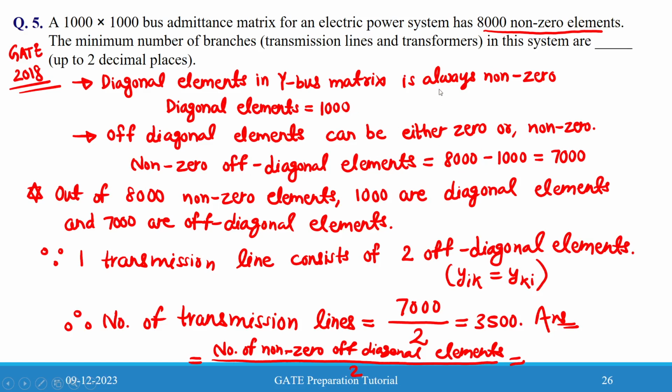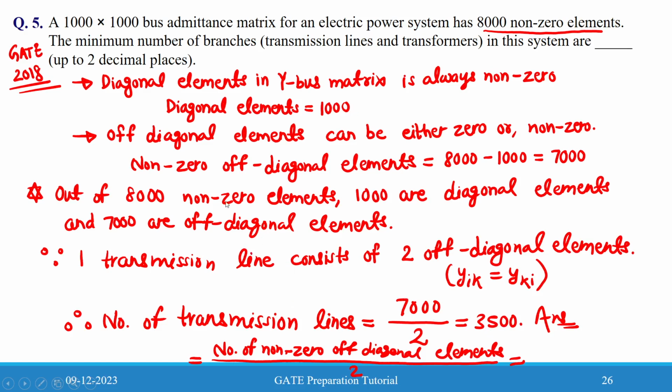How does it come? It comes from here. It is given that 8000 are non-zero elements. Since the 1000 diagonal elements are always non-zero, there will be 7000 non-zero off diagonal elements. Out of 8000 non-zero elements, 1000 are diagonal elements and 7000 are off diagonal elements. And one transmission line consists of two off diagonal elements. So you just have to divide by 2, and you will get 3500 as the answer.